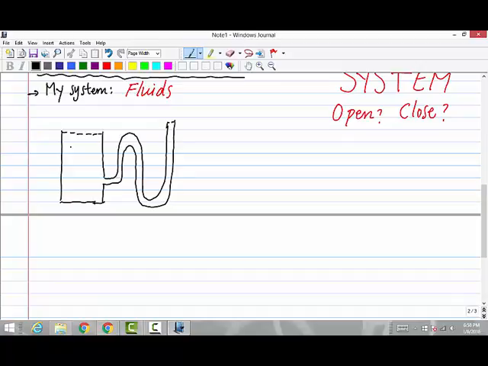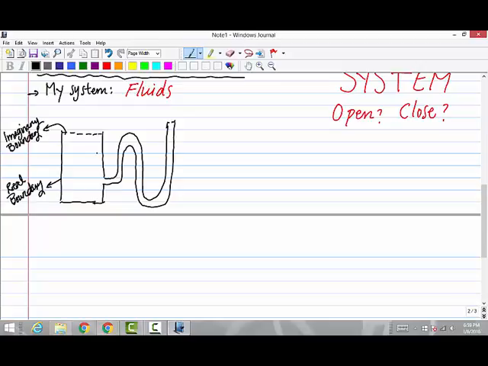So this dashed line is an imaginary boundary, but the rest of the lines are real. They're walls. Here the tank is metal, the manometer is glass, perhaps.